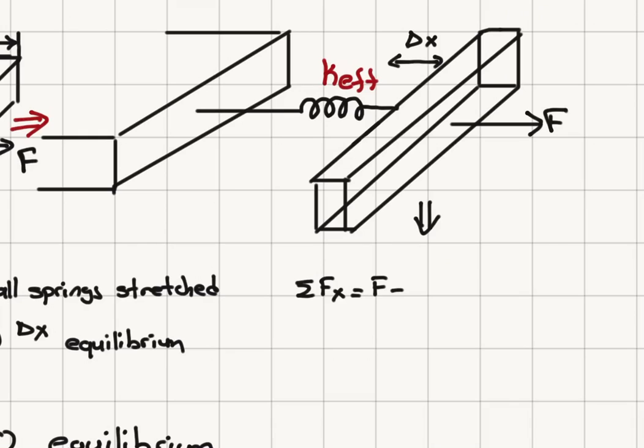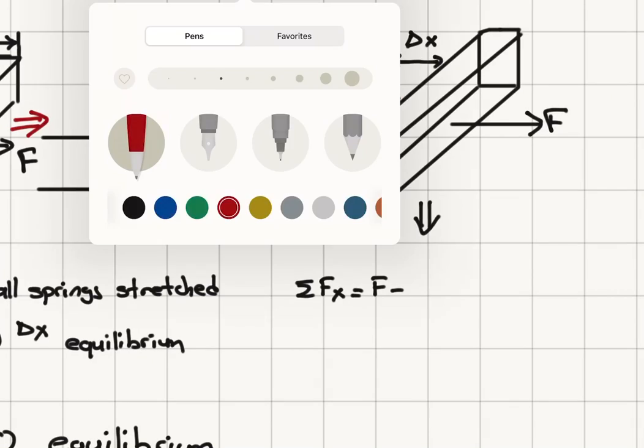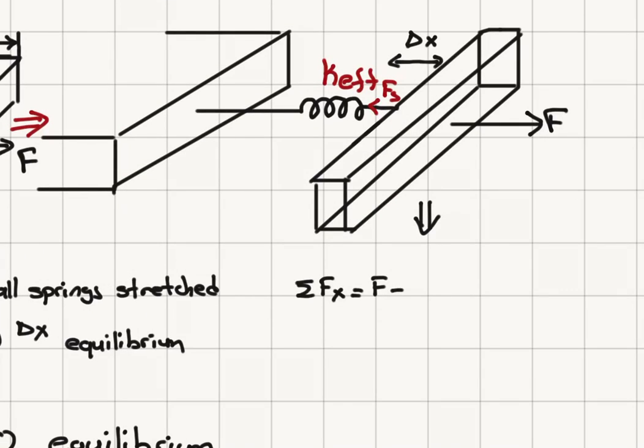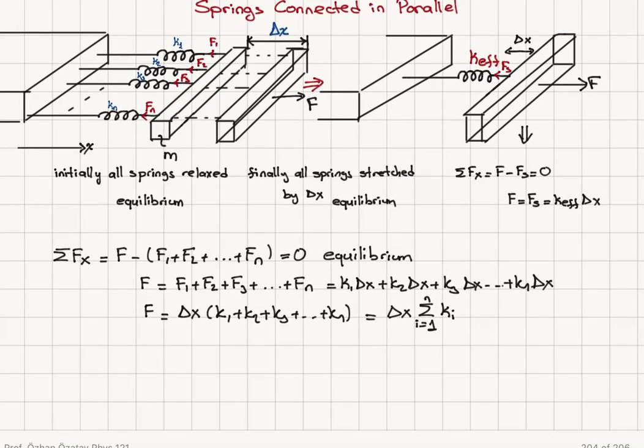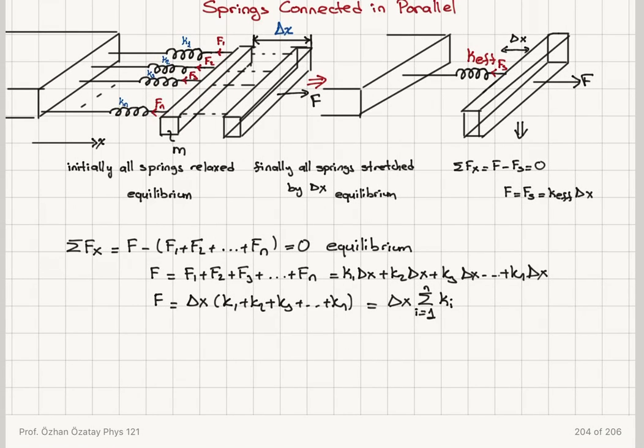So I look at this scenario where I have the effective spring. The net force in x is F minus the restoring force Fs that I see here. And how much is that restoring force? It's K effective times delta x. So it is F minus Fs is equal to 0. The force that I have to apply is equal in magnitude to Fs in the positive i hat direction. It's going to be equal to K effective times delta x. So what I should do is compare this equation with this equation.